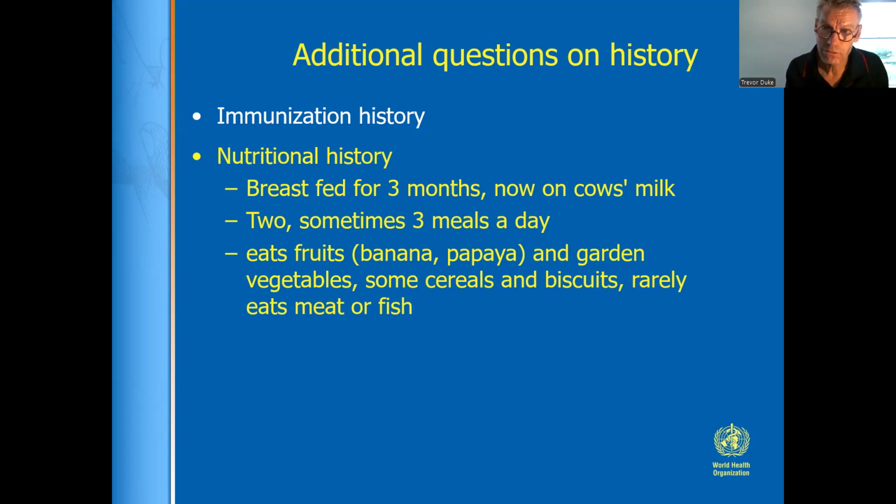And that's eating 2 or sometimes 3 meals a day. But he rarely ate meat or fish. The family couldn't afford to buy too much meat and fish. So he was mostly eating fruits and vegetables and having 2 or 3 meals a day and drinking a lot of cow's milk.